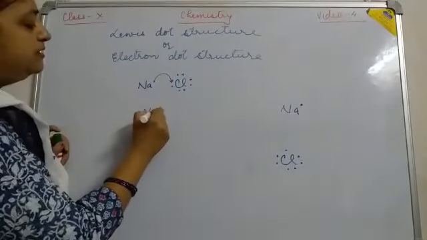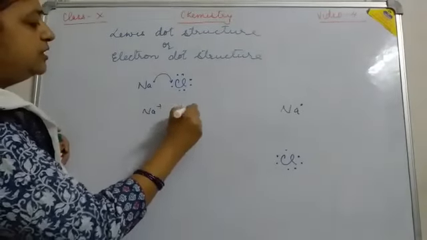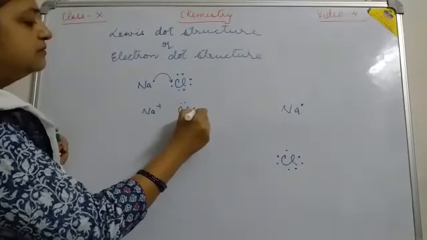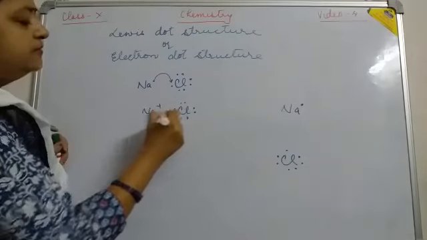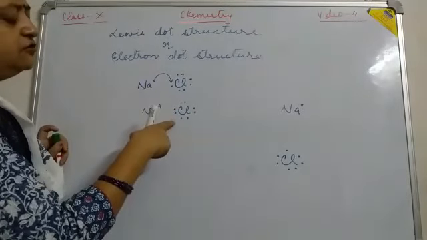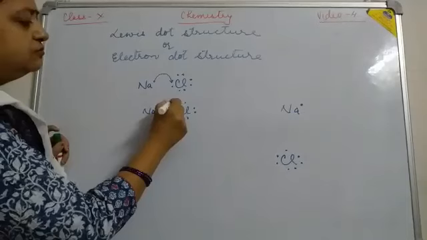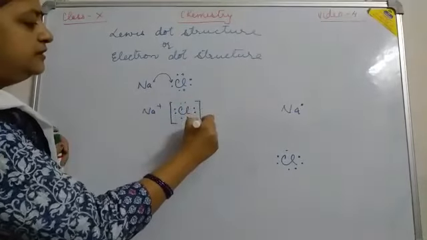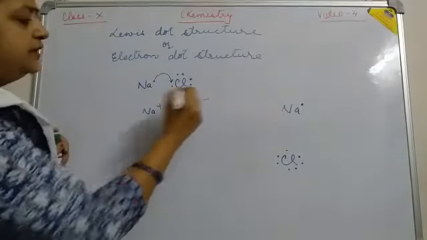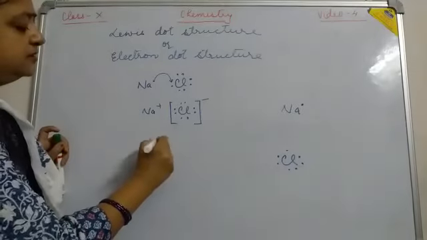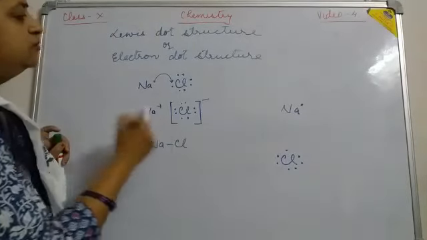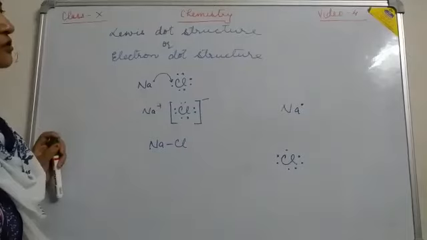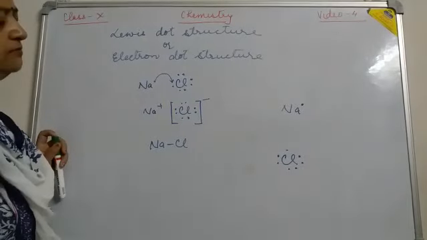Now sodium becomes Na+ and chlorine, by taking 1 electron, has 8 electrons. So write chlorine like this: Cl-. This is the formation of sodium chloride, or we can say the Lewis dot structure of sodium chloride.